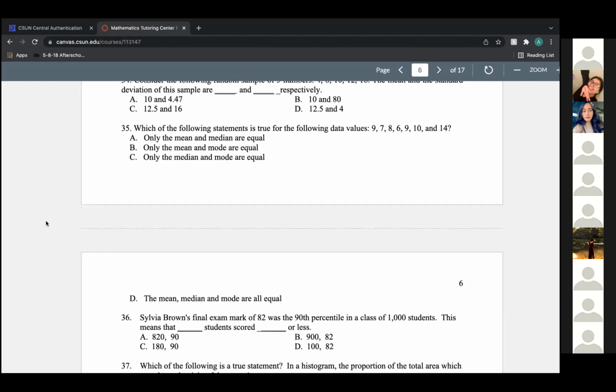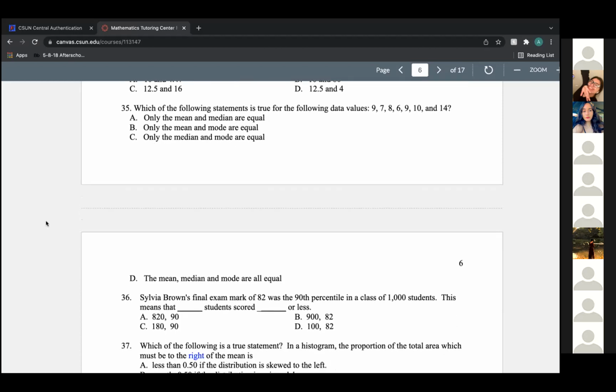35. Which of the following statements is true for the following data values? 9, 7, 8, 6, 9, 10, and 14. So only the mean and median are equal. So then we've got to calculate the mean and the median. Well, let's do this. This is small enough. First, how many data points are there? 1, 2, 3, 4, 5, 6, 7 data points. So the median is going to be the fourth when lined up from smallest to largest. 6, 7, 8, we have a median of 9. 9 appears twice. Nothing else appears twice.